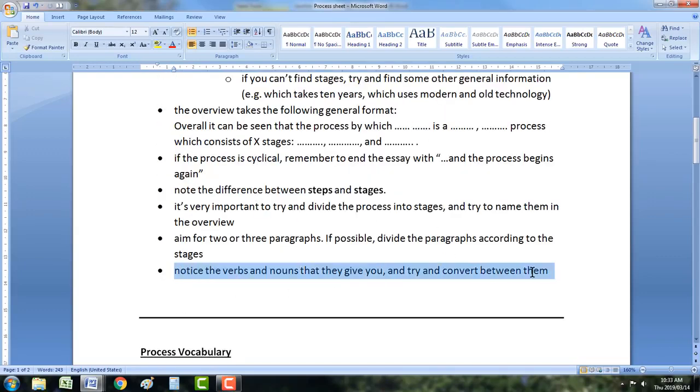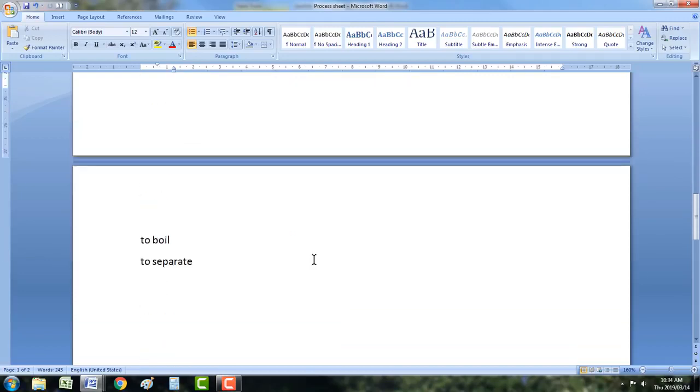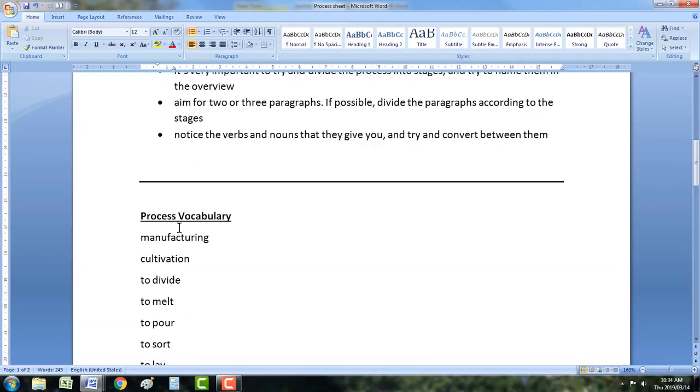And then a lot of verbs and nouns, like to construct and construction, to generate and generation. Definitely that's an opportunity for you to increase your vocabulary score. These are called word forms: nouns, verbs, adjectives. So change between them. I've added some vocabulary here, but I mean you could add and add and add. I just put this here because you should try and develop your own process list.